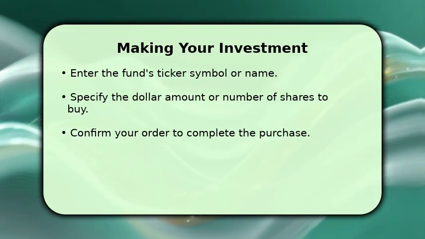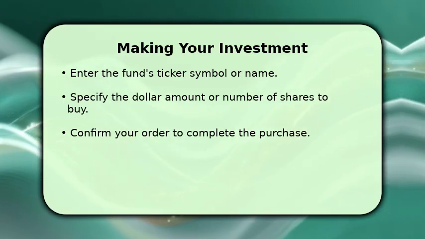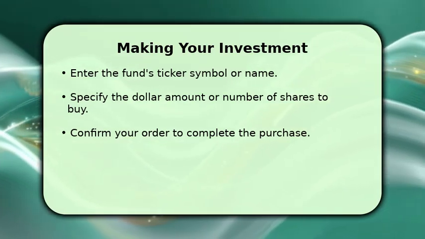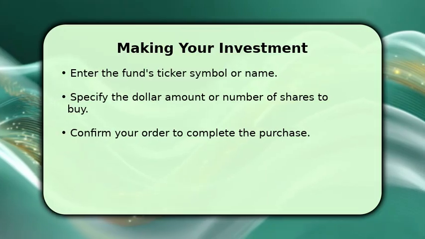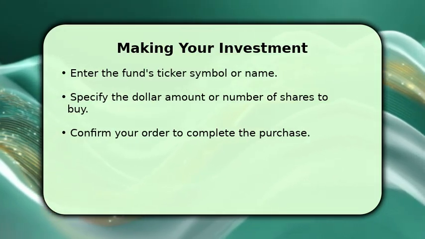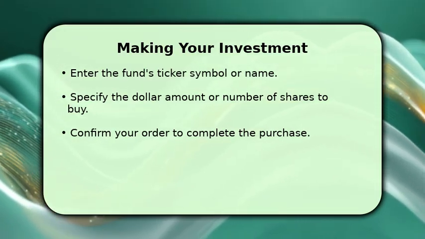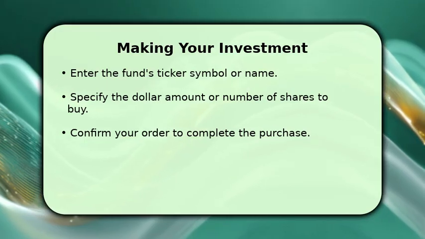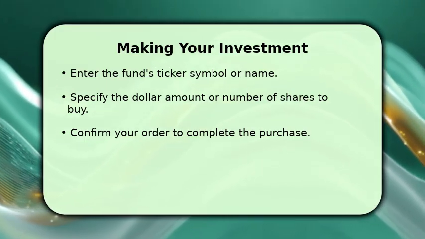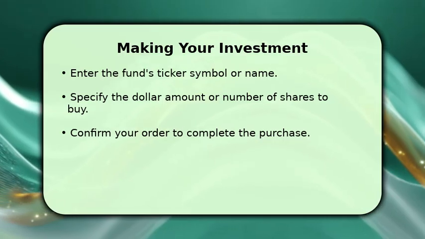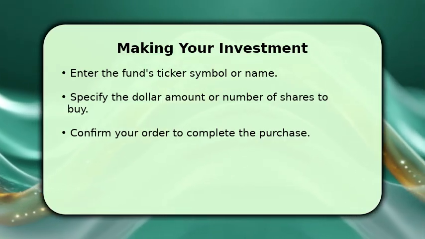Navigate to the trading section of your Fidelity account. You'll need to enter the fund's ticker symbol, for example, FZAKES for a popular S&P 500 index fund, or its full name. Then, specify whether you want to buy a certain dollar amount or a specific number of shares. Review all the details carefully and then confirm your order to complete the purchase.